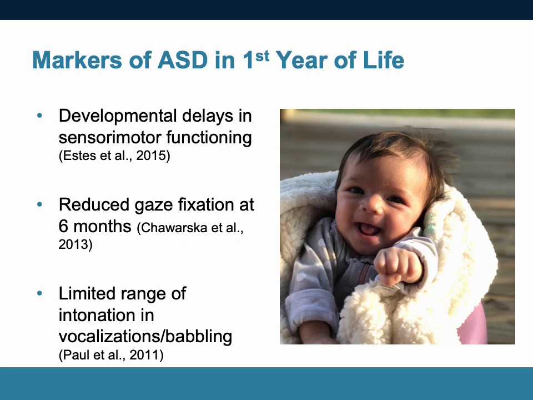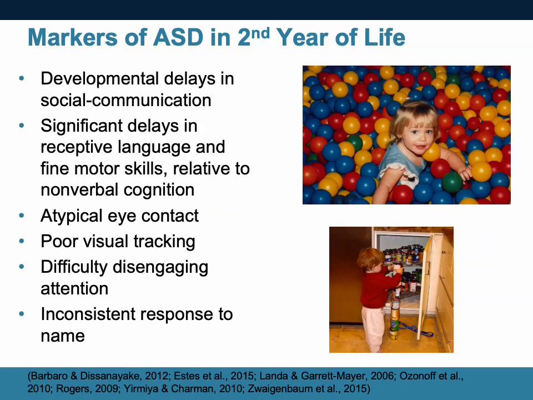We also see in the first year of life that there's a limited range of intonation in a young child or a baby's babbling. So we see this limited range communicatively from the start. In the second year of life, we begin to see developmental delays in several aspects of social communication.